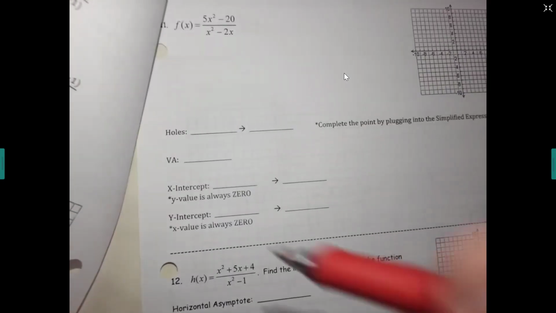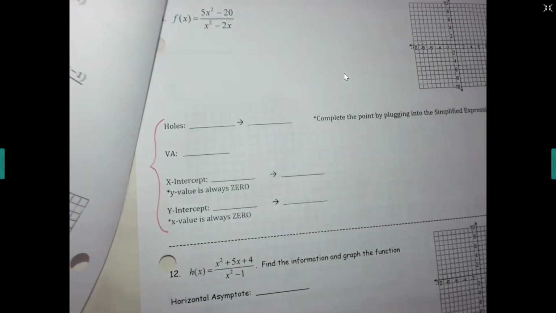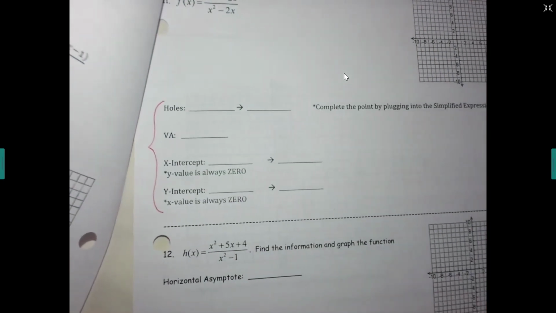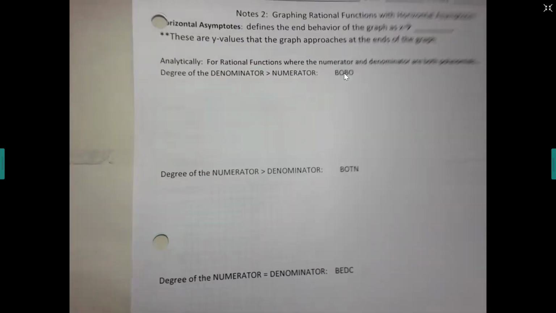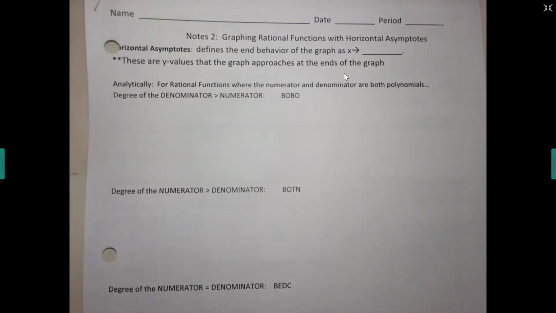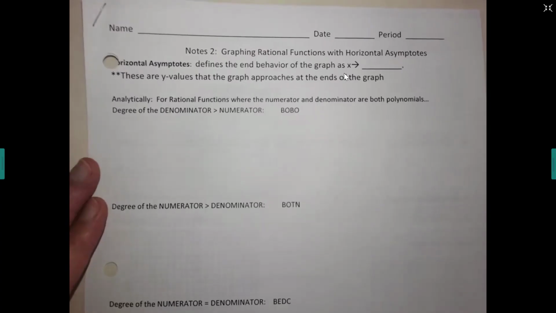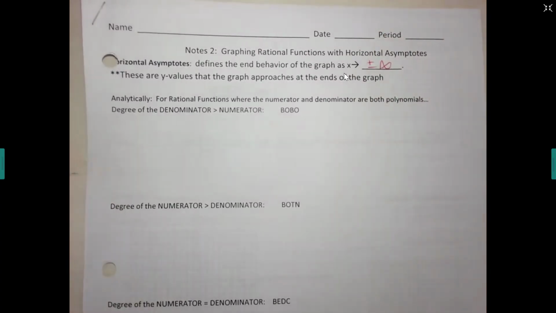So last time you found holes, vertical asymptotes, x and y-intercepts. Today we're going to add one more thing to that. So if you already understood last time's notes, today shouldn't be super hard. Okay, we are going to now find horizontal asymptotes. This is what x is doing at the ends of the graph. Okay?